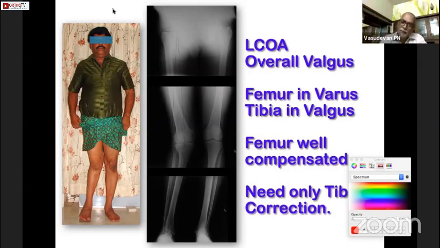But when we planned the whole thing, I found the femur is reasonably well compensated and he needs only a tibial correction. So that means all valgus you cannot correct in the femur. Here you have to correct on the tibia. So the old rule, like whenever you see a valgus, you correct in the femur, whenever you see a varus, you correct in the tibia, it's not right.